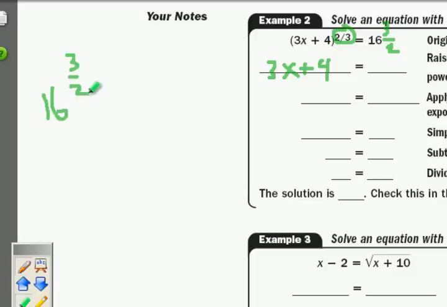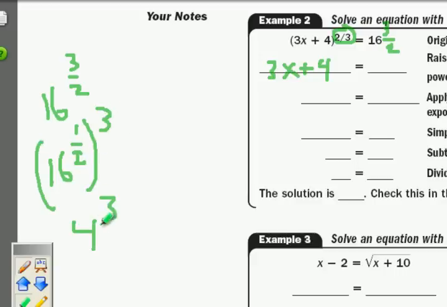Now you may remember what we did when we had those kind of functions earlier in the trimester. I would do 16 to the 1/2 power to start, and I'd get that answer, and then I'd cube it. So 16 to the 1/2 is 4. 4 cubed is 64. So now I have 3x plus 4 equals 64, minus 4. 3x equals 60. Divide by 3, x equals 20.